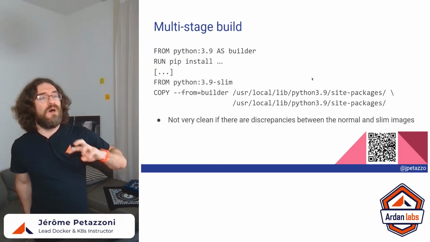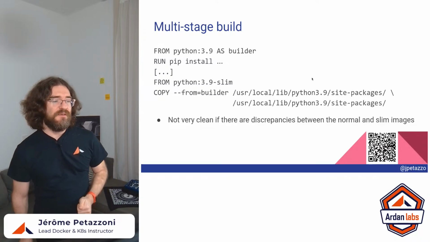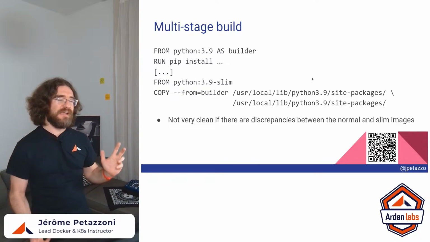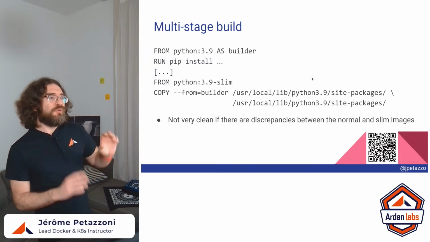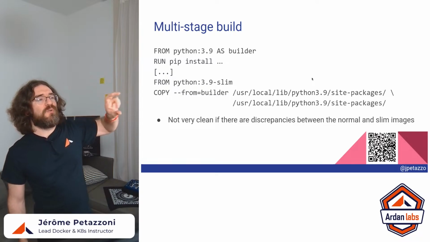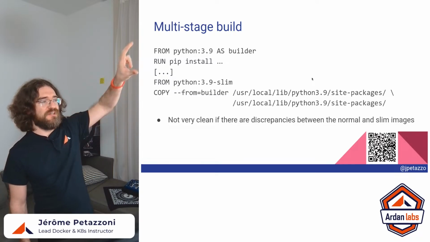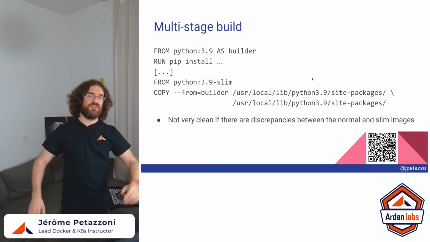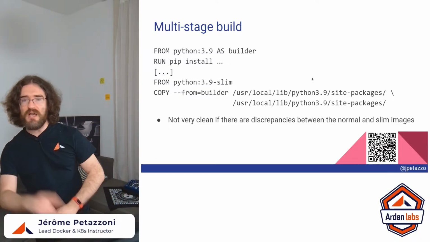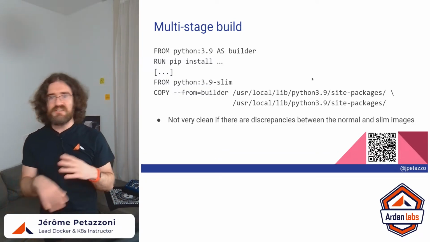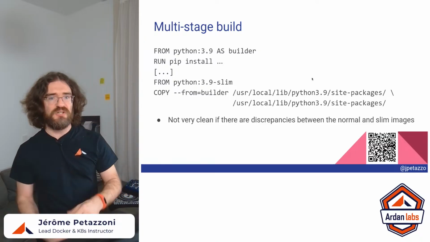So we can also do that with Python, and I'm going to give you a couple of examples. First, a kind of dirty way of doing it is going to copy the site packages directory from the builder stage. So basically here, you use the full Python image, the one that has the compiler and all the options and everything. You install your packages, and this is going to entail a bunch of compilation and whatnot.